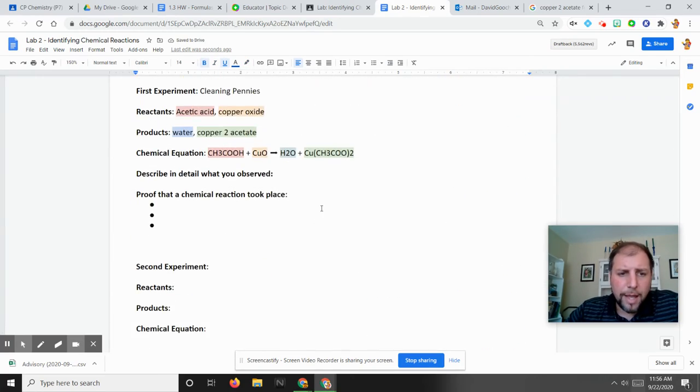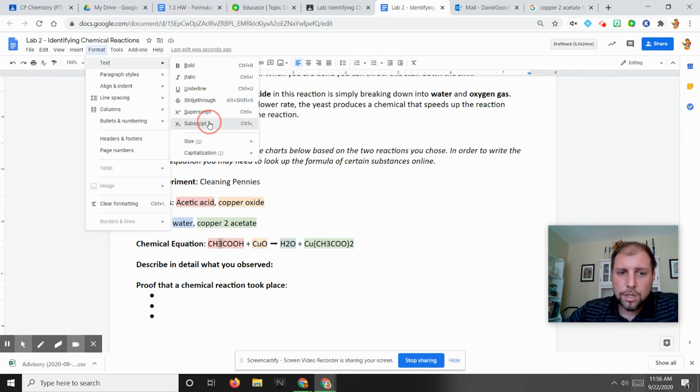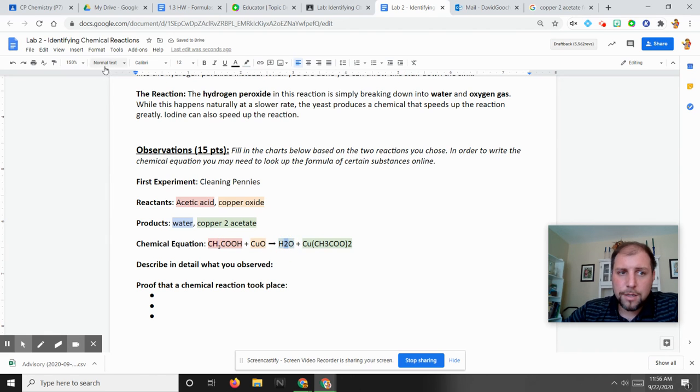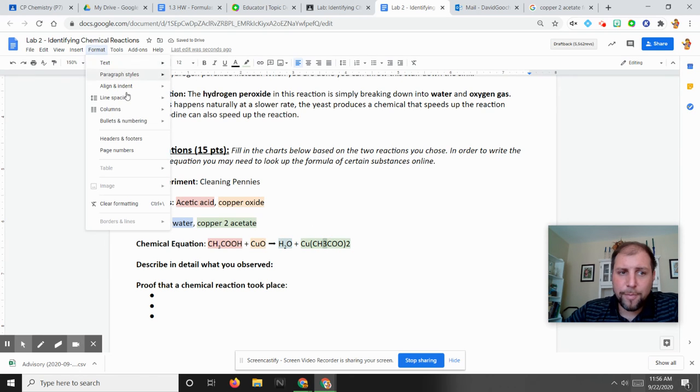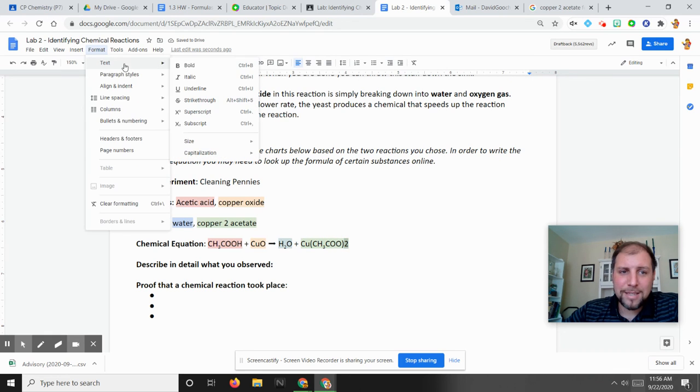So yeah, great. Now there's one last thing. These numbers that come after each element need to be tiny and below. All right, they need to be subscripts. Now Google Docs can do subscripts, so I won't be accepting these large numbers. I want to see you turn these numbers into subscripts, and here's how you do it. You highlight it, you go to Format, Text, Subscript. Highlight it, Format, Text, Subscript.